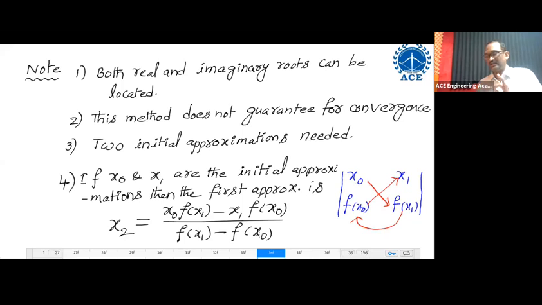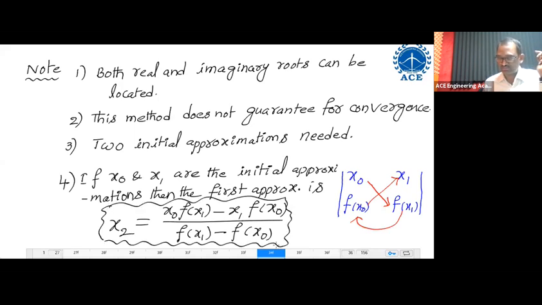Suppose x1 and x2 are the approximations; write x1 here, x2 here. For x2, x3 as the approximations, write x2 here, write x3 here. That is the way. Remember, x0, x1 are the initial approximations, and x2 will be the first approximation.